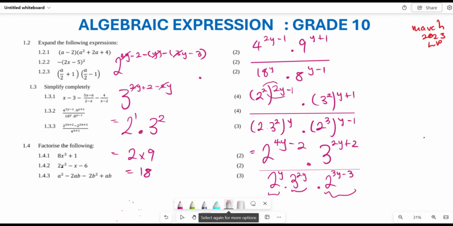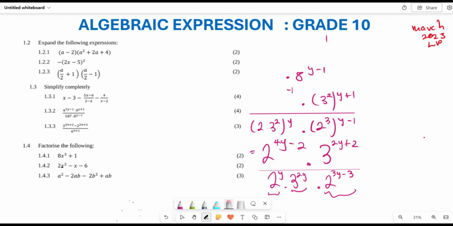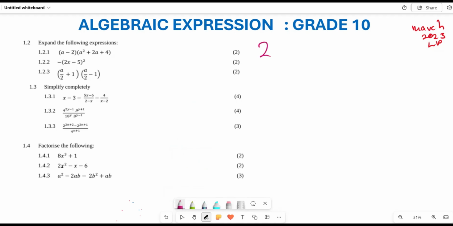Now let's continue swiftly and see what else we can have here. Let's just make up our space here quickly. We are looking at 1.3.3. And now what is it that you're having? Now look at this one. Here you're having 2 to the power of 2n plus 2.